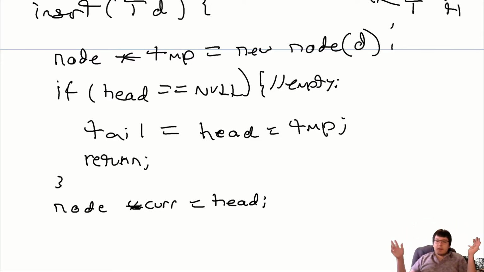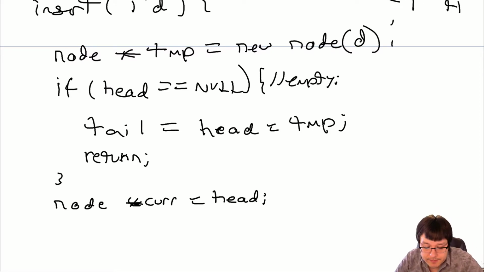The reason is because I don't want to modify the head variable. The head variable is very valuable to me because it always points at the beginning of my linked list. I want to start with that, but I don't want to mess it up. So I make a copy of it and I deal with the copy. Okay? So that's basically what this line of code is doing. All right.